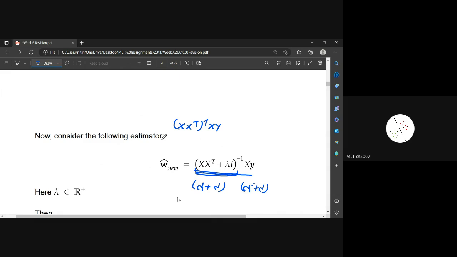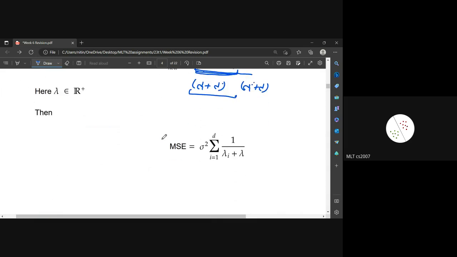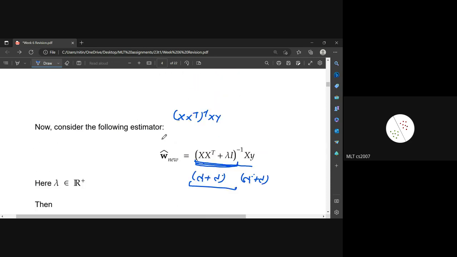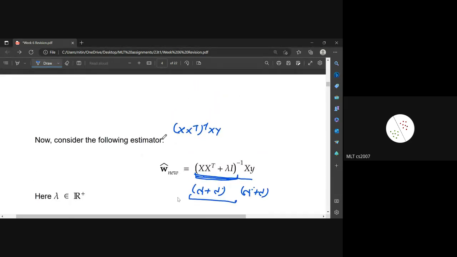So I've added something into this, right? And since I've added something, my eigenvalues have become larger, and so the MSE will look something like this. Since I've increased the values of the lambda i's, this MSE will decrease, right? That's what our target is. So it says that if I choose this as an estimator rather than the earlier one, my MSE will lower down, right? So why not choose this as an estimator?